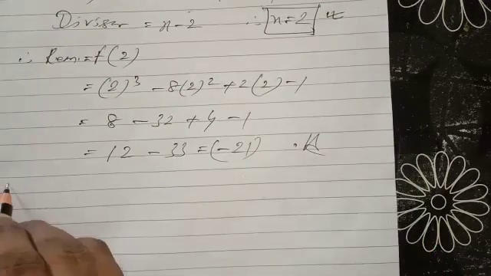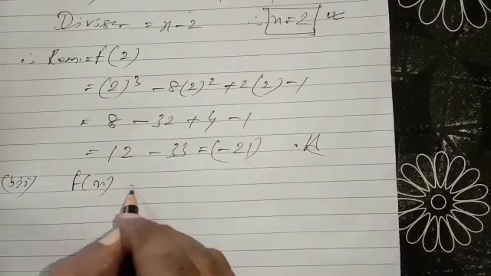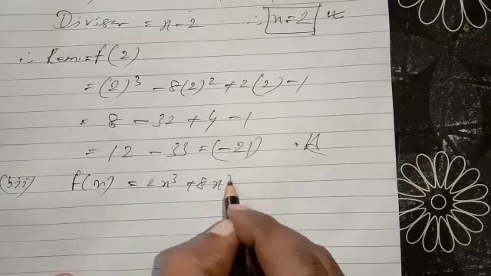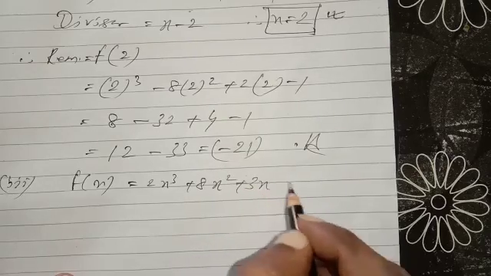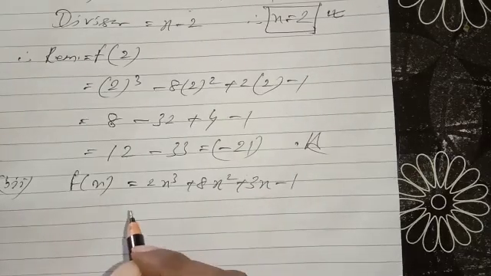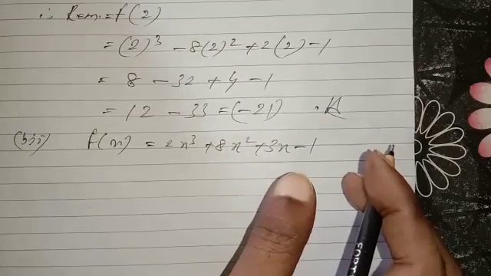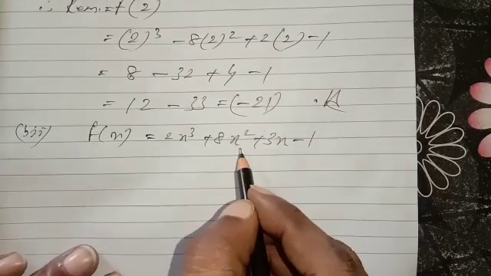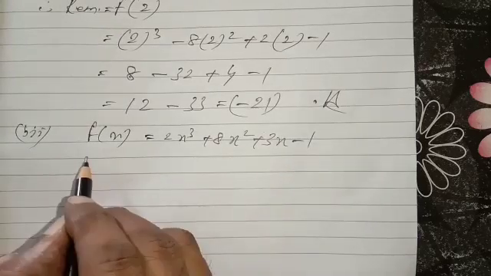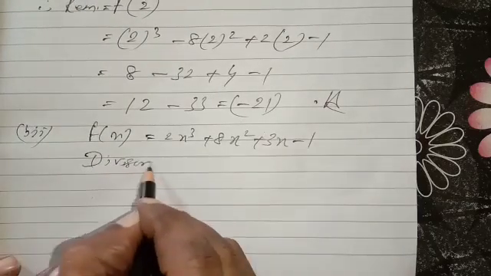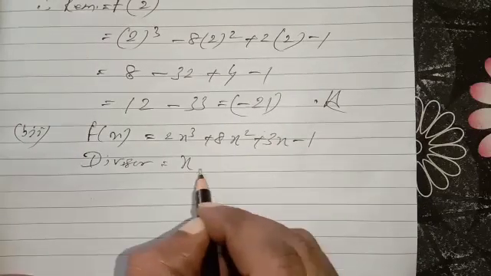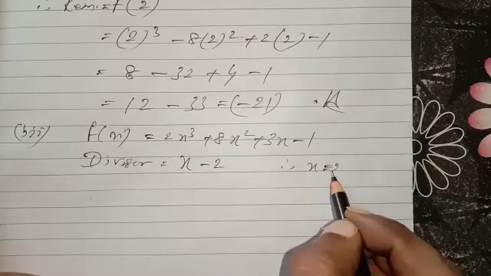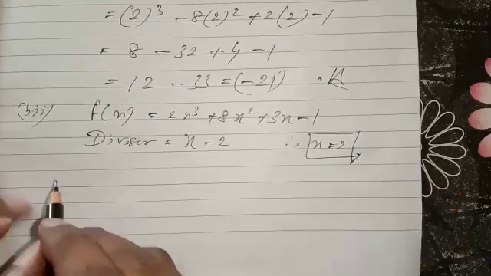Next I am going to the third part. The third part, f of x is given as 2x cube plus 8x square plus 3x minus 1, and the divisor given here is x minus 2. Therefore x will be how much? Take the divisor equal to 0 and find the value of x. How much is it coming? x equal to 2.